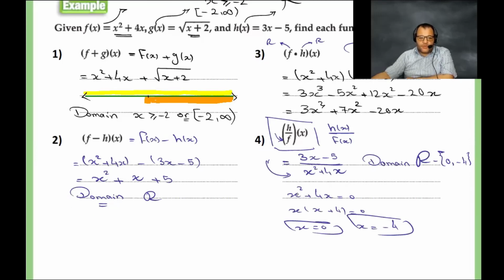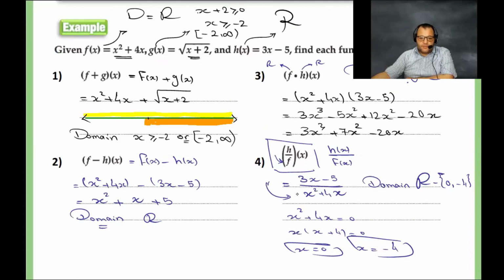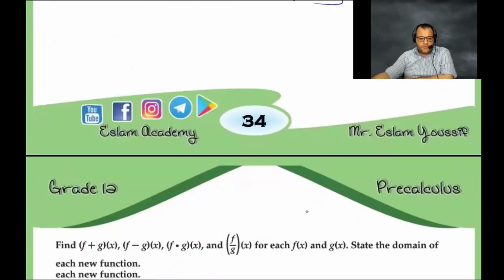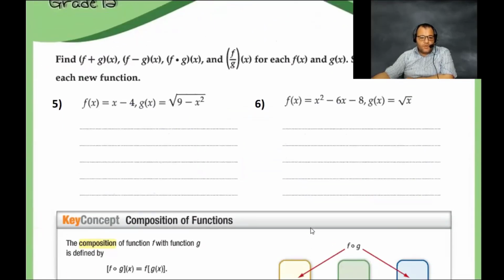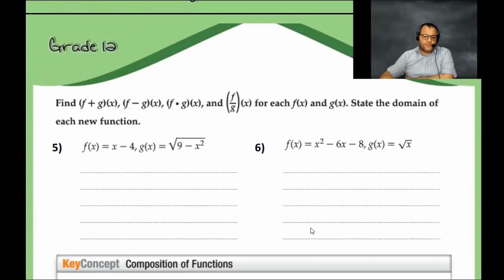Any problem for this one? Did anyone not understand how we solve this one? You will solve number 2. Any problem for this one? Okay. Solve number 5 and send it to me.